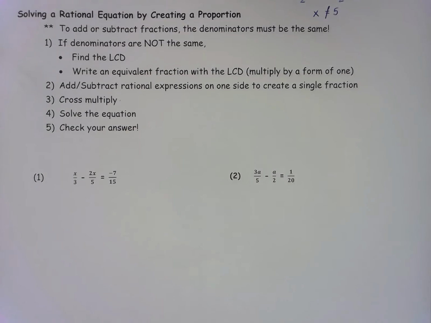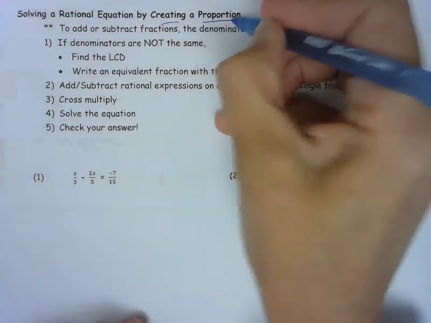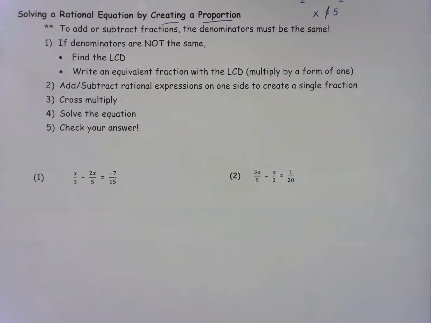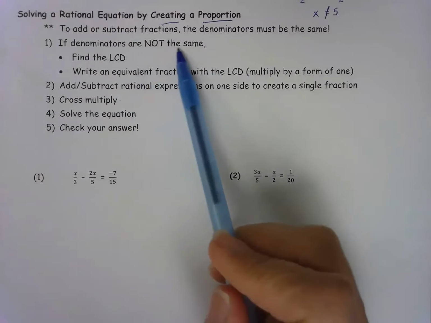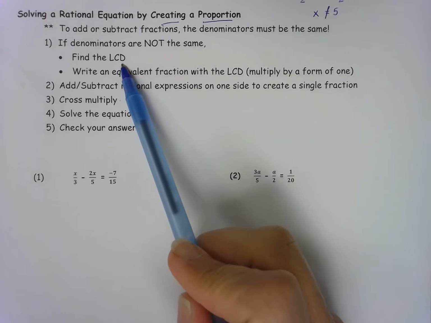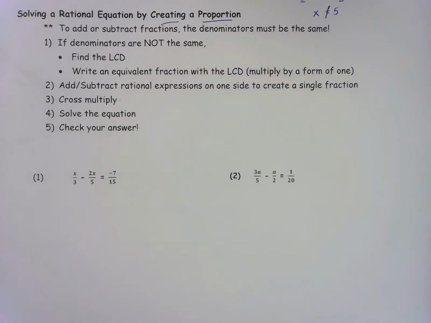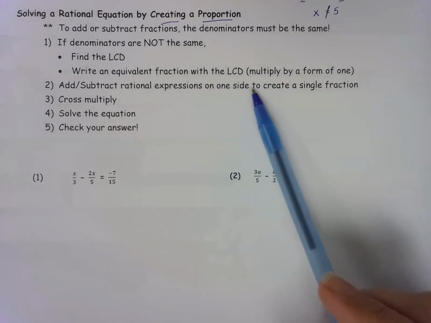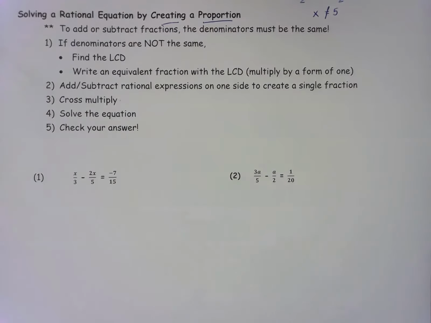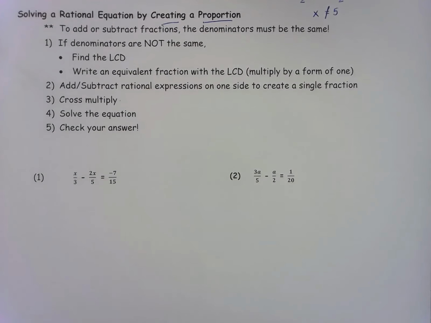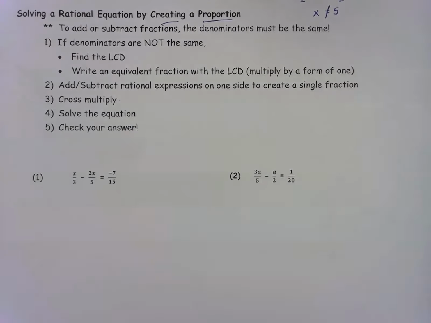Okay, now let's solve a rational equation by creating a proportion. Remember, if we add or subtract fractions, the denominators must be the same. And if they aren't the same, we have to make them the same. So the denominators are not the same. We're going to find the LCD, least common denominator, and we'll write an equivalent fraction with the LCD. We'll multiply it by a form of 1. Once we do that, then we can add or subtract the rational expressions on one side to make one single fraction. We'll cross multiply. We'll solve the equation like we typically do, and make sure to always check your answer.